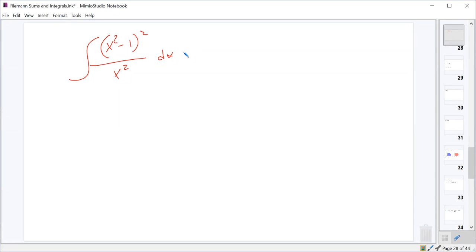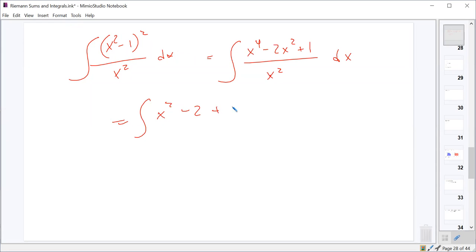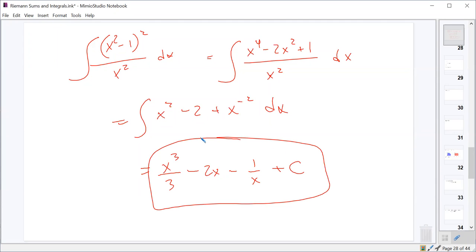Can't you distribute out the top and then divide everything by x squared? That'd be perfect. So the top is x to the fourth minus 2x squared plus 1, over x squared. Anytime you have a polynomial over just a single term, a monomial in the denominator, just divide them all. So this becomes the integral of x squared minus 2 plus x to the -2. And so that'll be x cubed over 3 minus 2x, and then minus 1 over x plus a constant. Good or no?